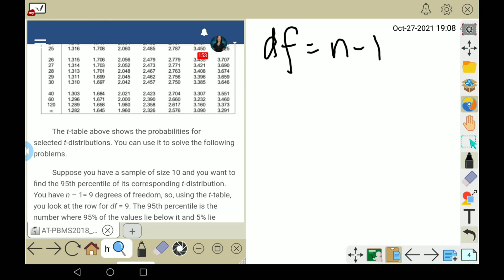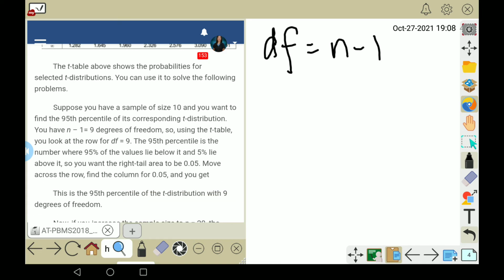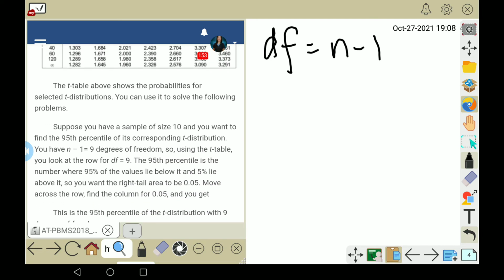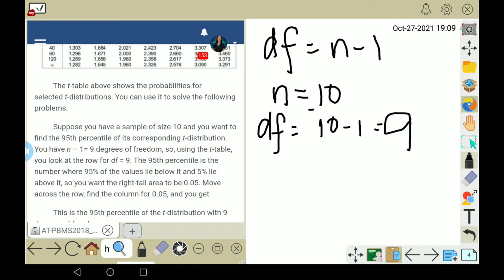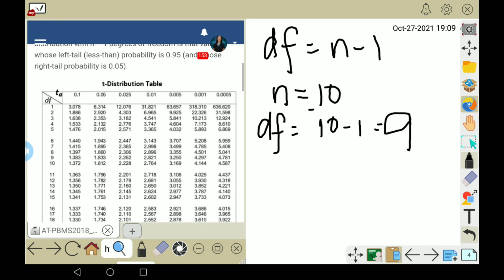So we have here the T table above, which shows the probabilities for selected T distribution. You can use it to solve the following problem. Suppose you have a sample size of 10. Your sample size is represented by n, and your n is equal to 10. So when we have a sample size of 10, our degree of freedom is equal to 10 minus 1, which is 9. Okay, so using the table, look at the row for degree of freedom 9.